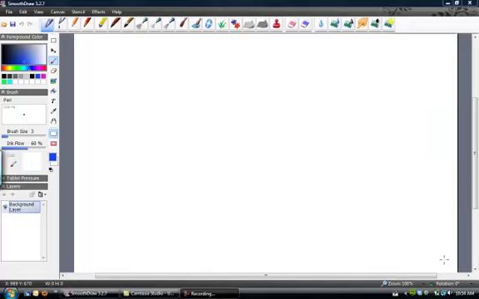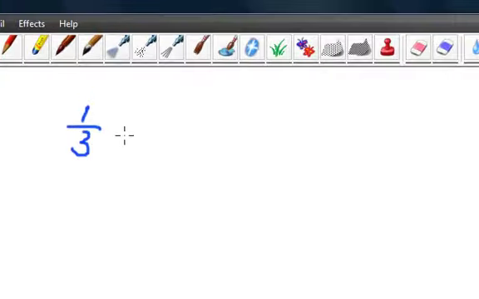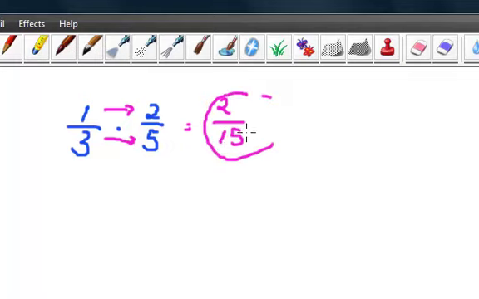Hi, so today we're going to talk about multiplying and dividing fractions. Multiplying fractions is actually one of the easiest computations with fractions. So let's start with a simple computation like 1/3 times 2/5. In order to multiply this, I simply multiply straight across the numerator and straight across the denominator. So I end up with 1 times 2 is 2, and 3 times 5, which is 15. And that's it. That's all there is to multiplying fractions.